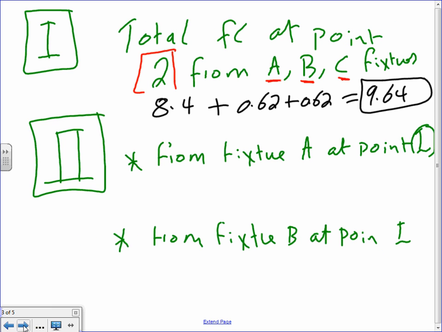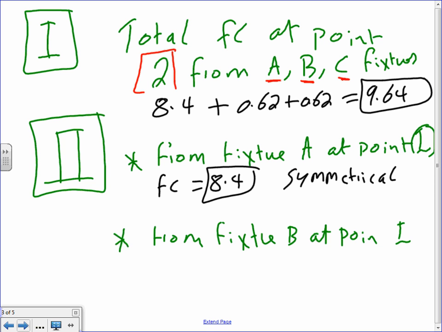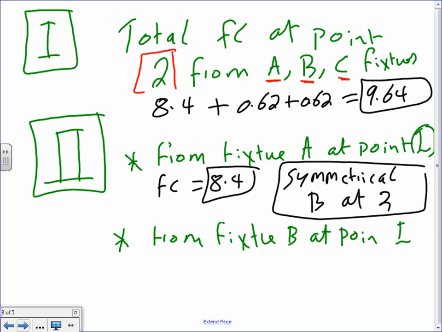Okay, then from fixture A at 0.1, haven't we done that? A at 1 is exactly the same as what? B at 2. Yeah, so I don't have to do the calculation for this one, thank God. So I'm going to say this is foot candle equal 8.4, and this is symmetrical with B at 2. Exactly the same as when we did B to 2.